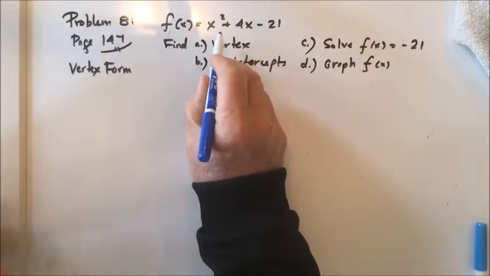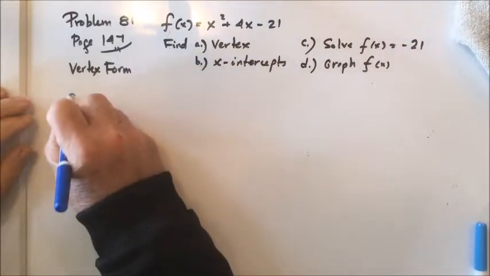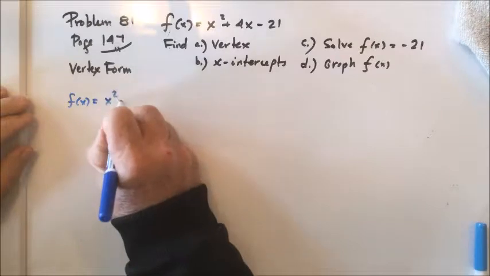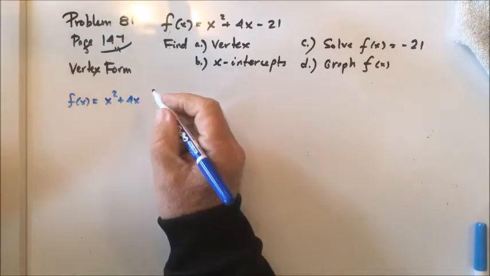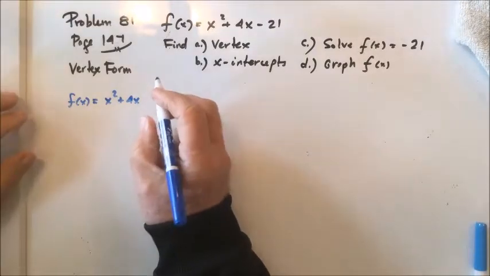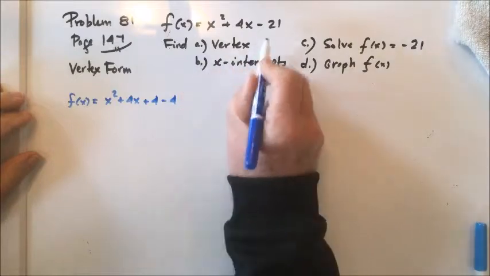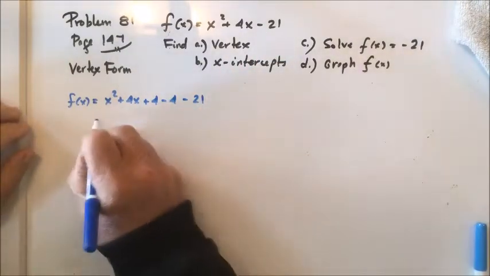And in order to do that, I've got to recast f of x into the vertex form. And that takes completing the square. So I'm going to take the first two terms. I'm going to divide the second term by 2 and get 2, square that and get 4, and then I'm going to add a 4 and subtract a 4 and carry along this minus 21.